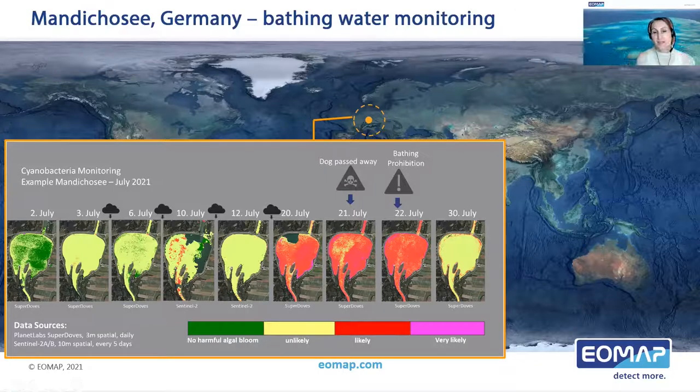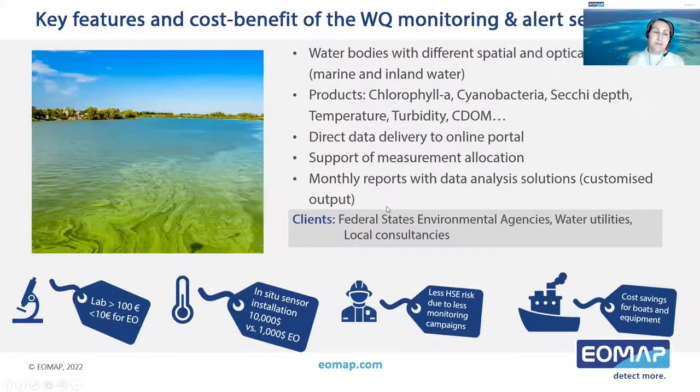And this is just an example of how effective satellite data is compared to maybe traditional means, because if the sampling only happens on the 21st or 22nd, this is unfortunately too late. So continuous monitoring of the water quality is key. I'm coming to the key features and the cost benefit of the water quality monitoring.